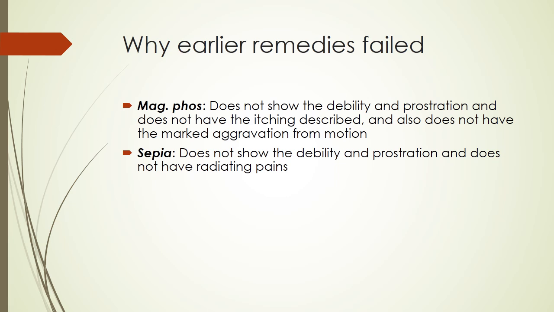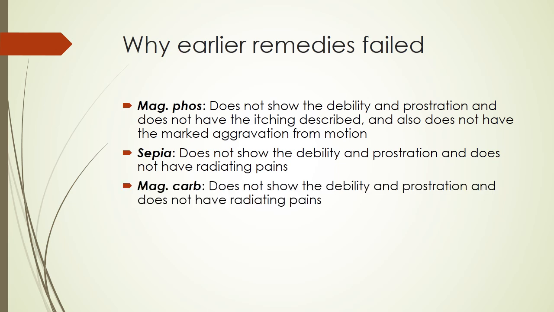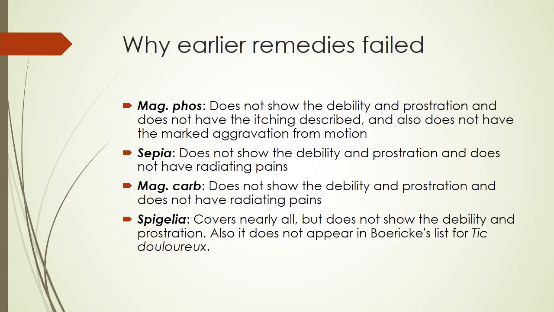Sepia does not show the debility and prostration and does not have radiating pains either. So it fails on those 2 counts. Mag-Carb does not show the debility and prostration and does not have radiating pains. And finally, Spigelia, which does come up in our analysis, covers nearly all, but it does not show the debility and the prostration. Also, it does not appear in Boericke's list of tic douloureux. So if you were to take the disease name, it does not appear in that. But as I told you, that is secondary.